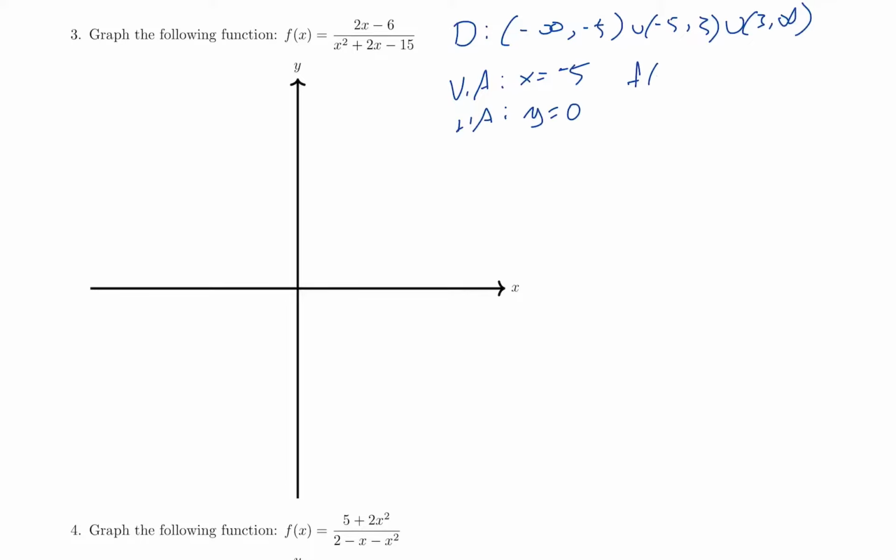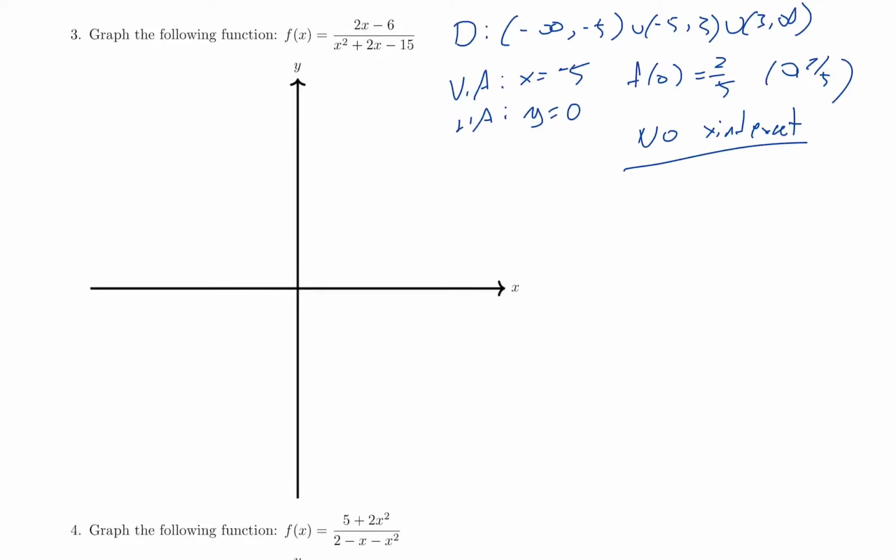And f of 0, the y-intercept. I might have forgotten this on the first problem, but to find the y-intercept we plug 0 in, then I get 2 over 5. That means that (0, 2/5) is the y-intercept. And we didn't have any x-intercept, no x-intercept.